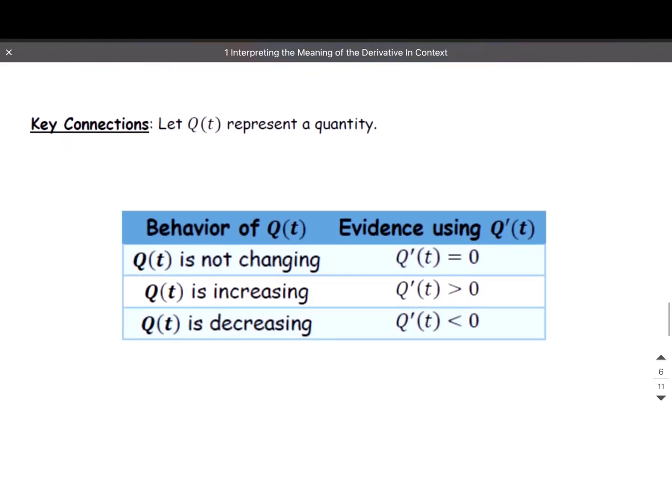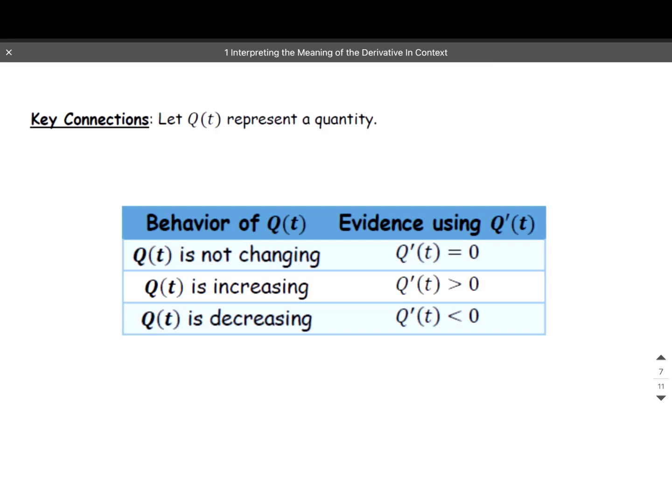So some key connections to make sure you're familiar with. Remember that Q of t is not changing means the derivative is 0. If Q of t is increasing, that's when our slopes are positive. That means Q prime of t is positive. If Q of t is decreasing, our slopes are negative and Q prime of t is less than 0. Those are important to know.